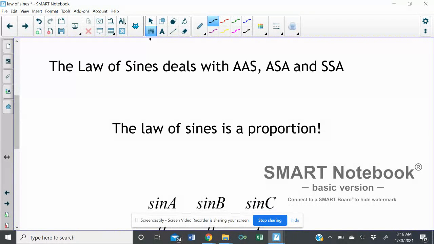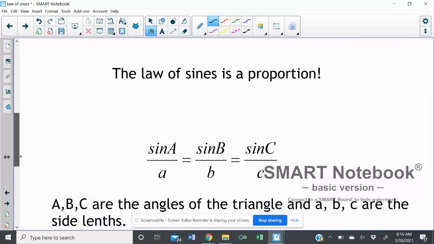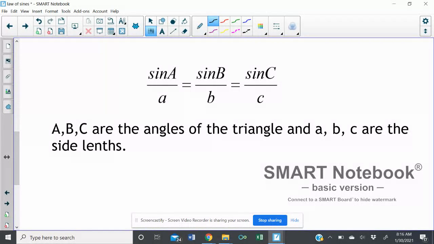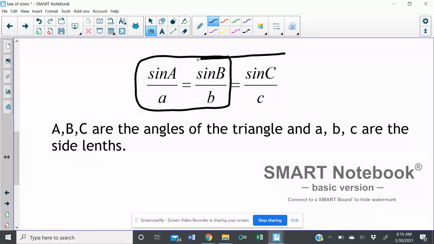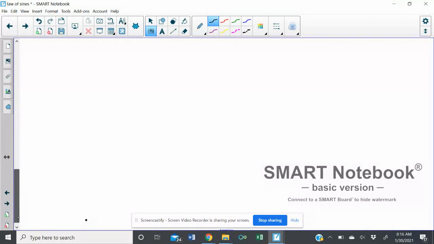All right, so the law of sines, again, there's two of them, deals with angle, angle, side, angle, side, angle, and side, side, angle. All right, it is a proportion. There is your formula. The capital letters are your angles and the little letters are your side lengths. And then obviously it's a proportion. We're only going to be using two of these, whatever two you have a combination of, so you can decide. It depends on what's given to you and what you need. All right, so there's your formula.